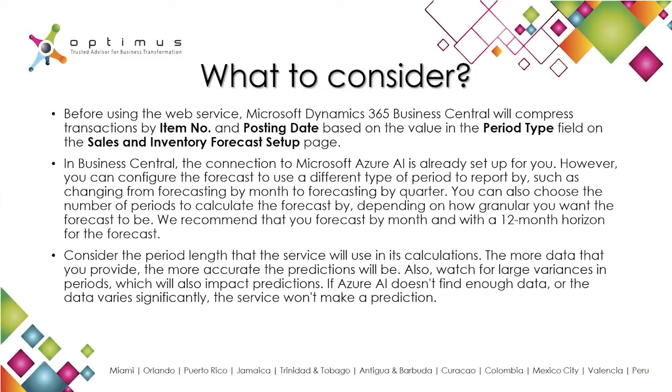So in Business Central, the connection to Azure AI is already set up. We consultants do it for you. However, you can configure the forecast. We need to give you training to use different types of analysis for periods to report by, such as changing from forecast by month to forecasting by quarter. And you can also choose the number of periods to calculate the forecast by, depending on how granular you want the forecast to be. I recommend that you forecast by month with a 12-month horizon for the forecast.